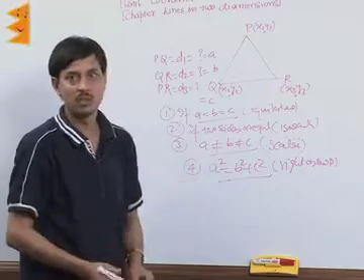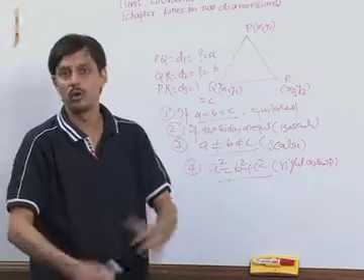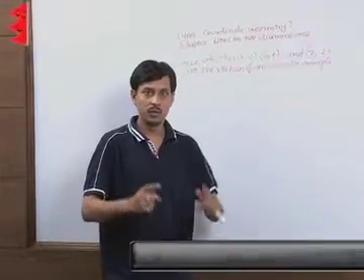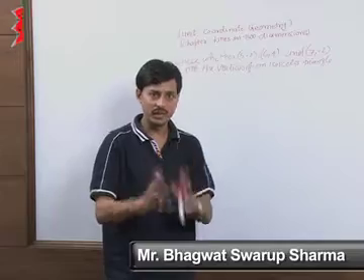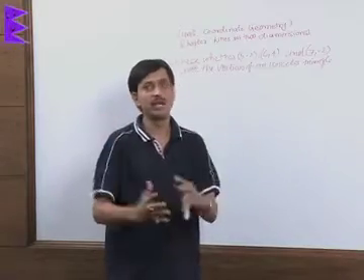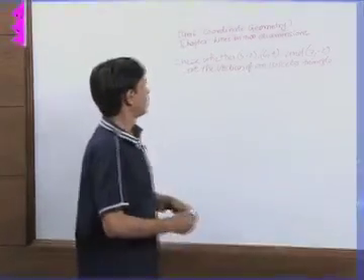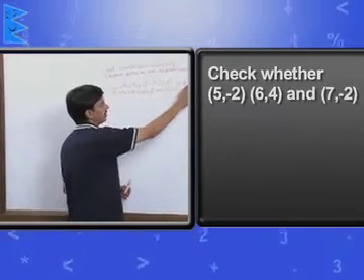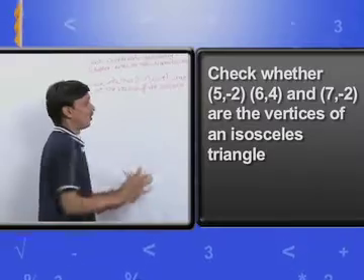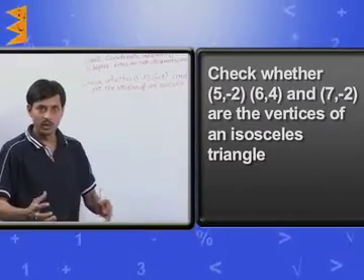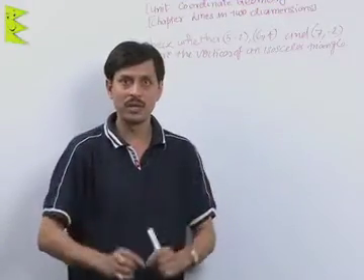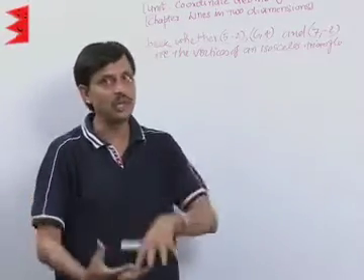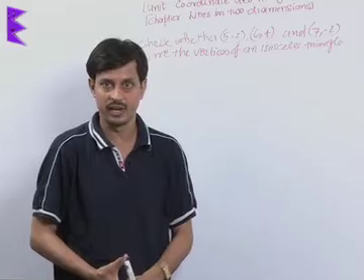We will take some examples where the nature of a triangle is required to be decided. Now I am taking one important example with the help of which we decide the nature of a triangle. Suppose the question is: check whether 5 comma minus 2, 6 comma 4 and 7 comma minus 2 are the vertices of an isosceles triangle. We know that a triangle has 3 vertices, 3 angles, 3 sides. A triangle has 6 parts. 3 sides and 3 angles are considered the 6 parts of a triangle.